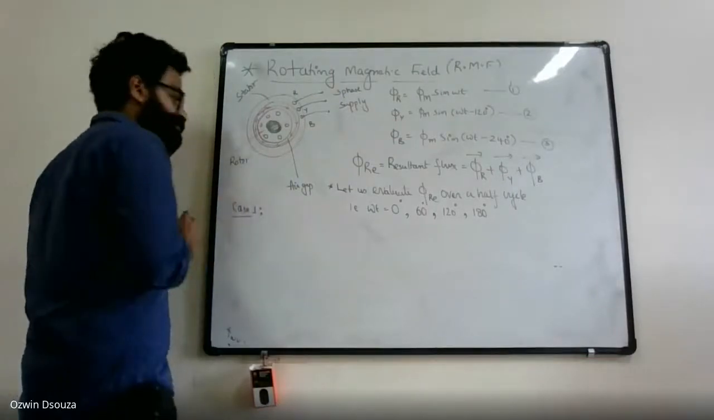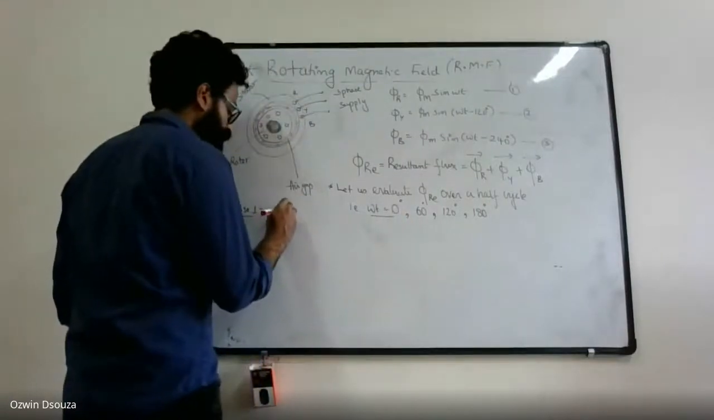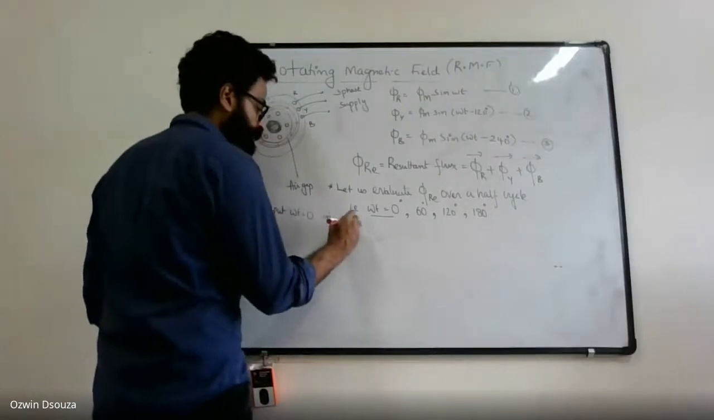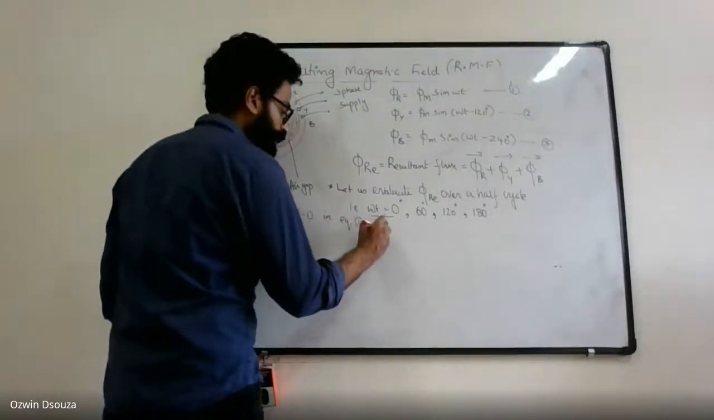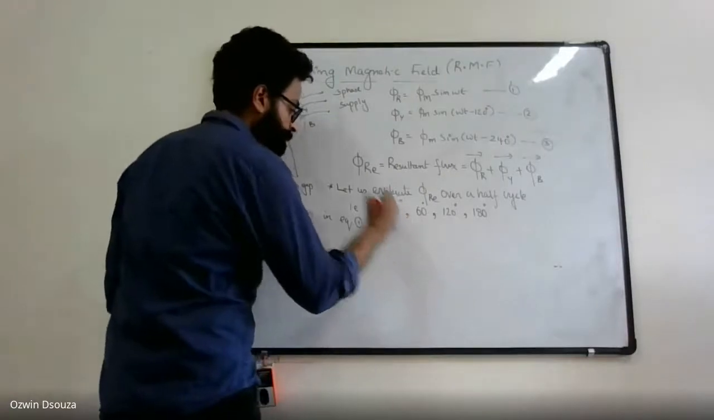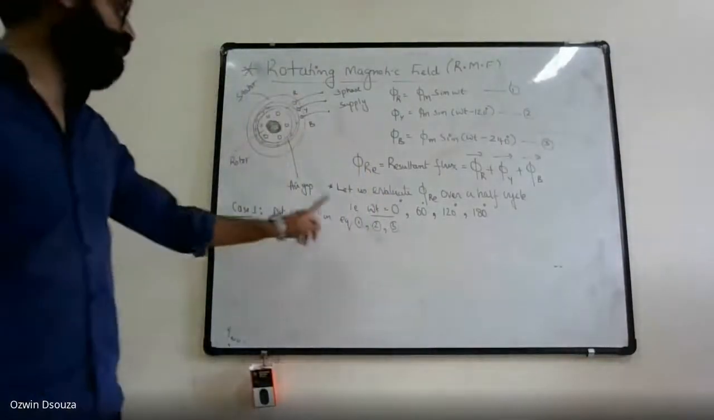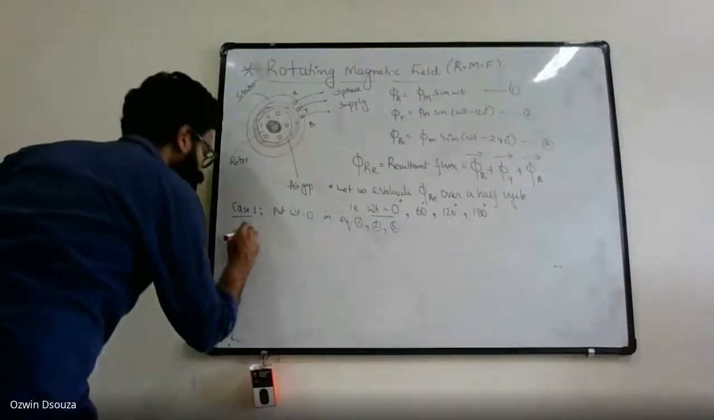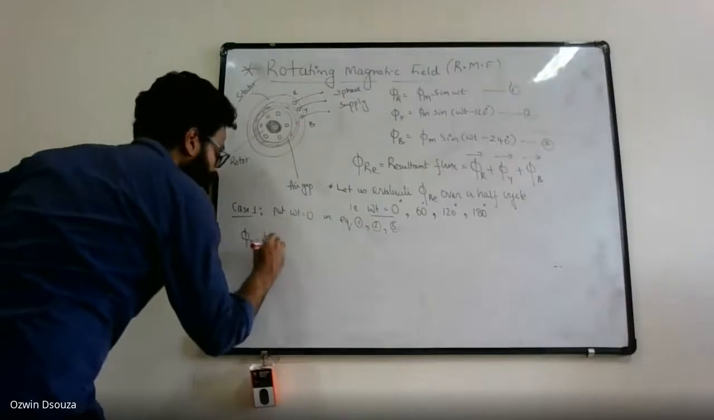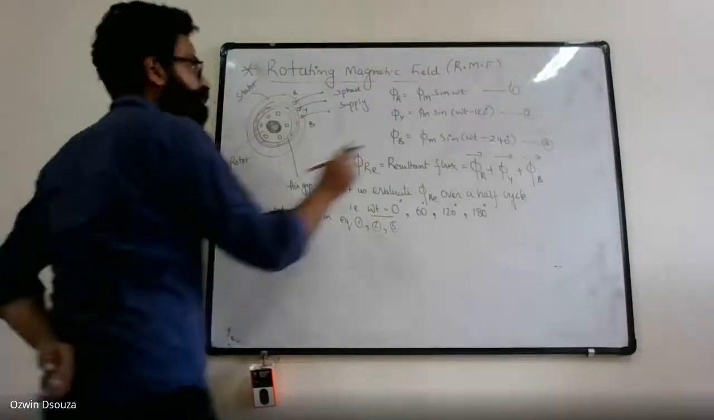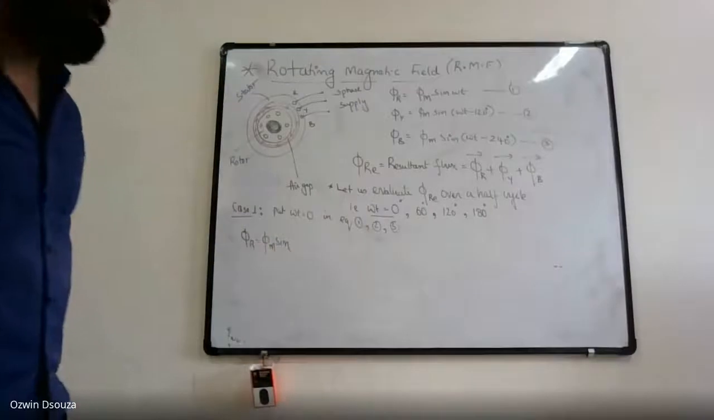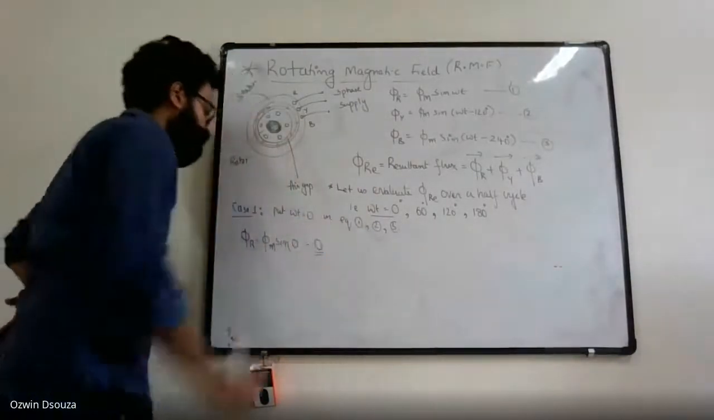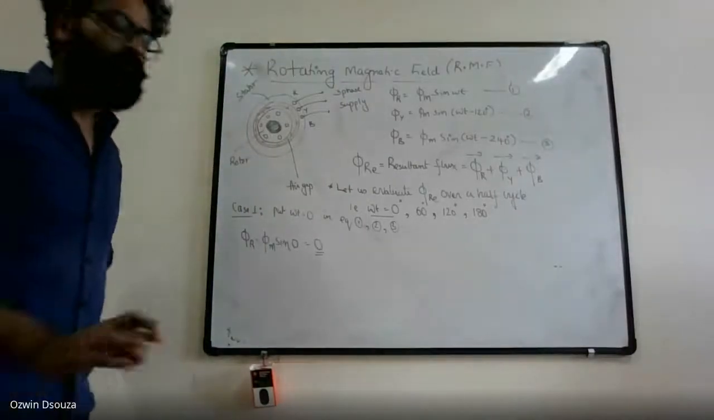In case 1, put omega t equal to 0 in equations 1, 2, and 3. So what do you get? You will get phi R is equal to phi m sine of omega t, and what are you putting omega t as? 0 degree. So sine 0 is 0. So you will get phi R is equal to 0.